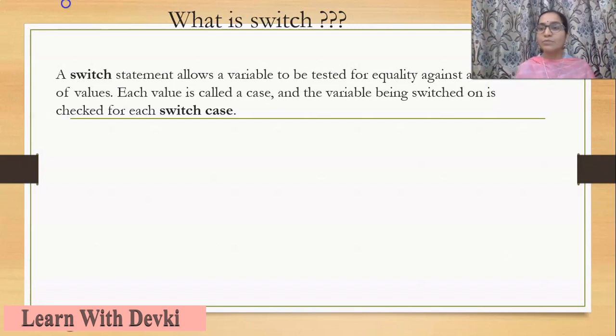In ladder if, as we have learned, we specify a number of conditions. So the first condition is checked. If the condition becomes true, then the body of that if condition will be executed. If that condition becomes false, the next condition is checked. The previous body will not be executed. If that is true, its body will be executed. If not true, control will move to the next condition.